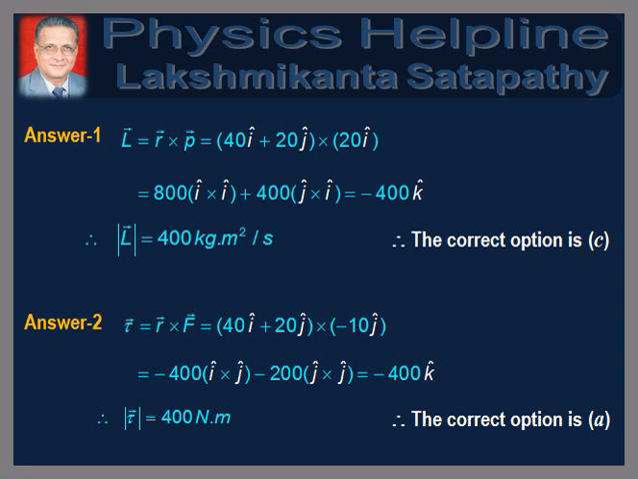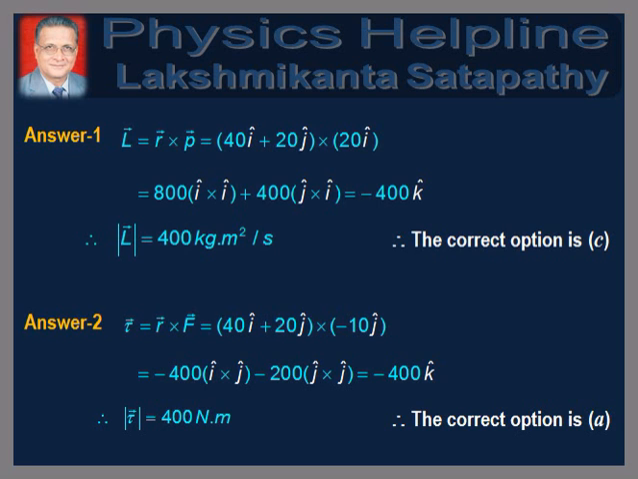Distributing the cross product, we get L is equal to 800 into i cross i plus 400 into j cross i. Now, i cross i is a null vector and j cross i is equal to minus k, which gives L is equal to minus 400 k cap. Therefore, the magnitude of angular momentum is equal to 400 kg meter square per second. Therefore, the correct option is C.